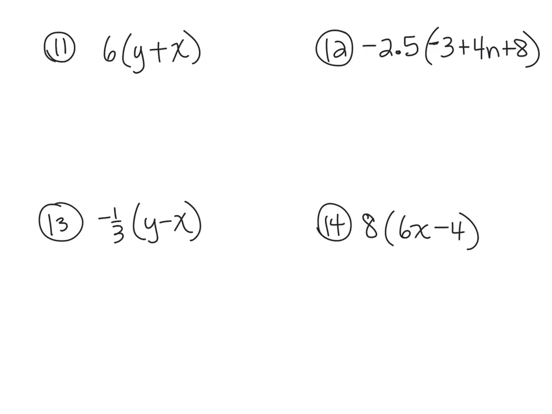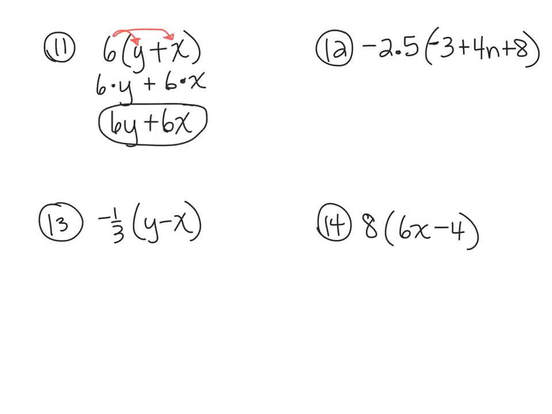Here are questions 11 through 14. Go ahead and give these each a try, and then as you finish each question, come back and check your answer. Pause the video between questions and try to do the work and the distributive property on your own. Here's the distributive property and the simplified expression for question 11. For question number 12, don't forget that you can simplify inside the parentheses by combining like terms first. Then use your distributive property.